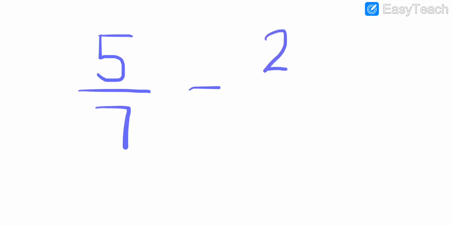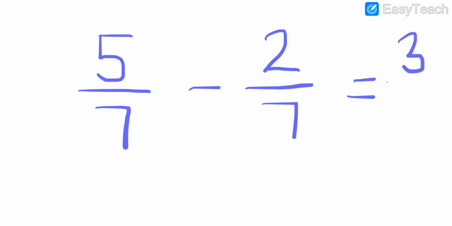Now let's try subtracting. If we have 5/7 minus 2/7, we would only subtract the numerators. 5 minus 2 is 3. I do not subtract the denominators, it stays the same. So my answer would be 3/7. Okay?